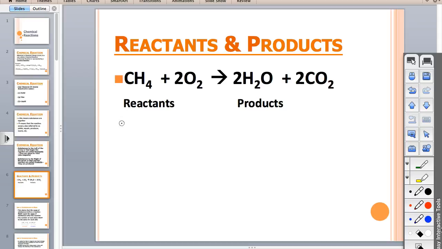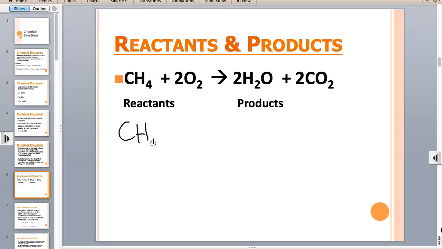Now, this doesn't have those state symbols, so let's add them. This is methane gas. This is what you cook your food with. This is natural gas. So it's probably a gas, right? What state is oxygen in?